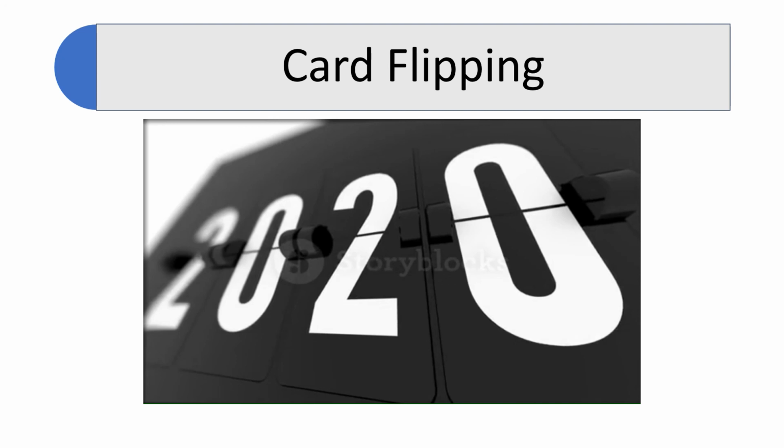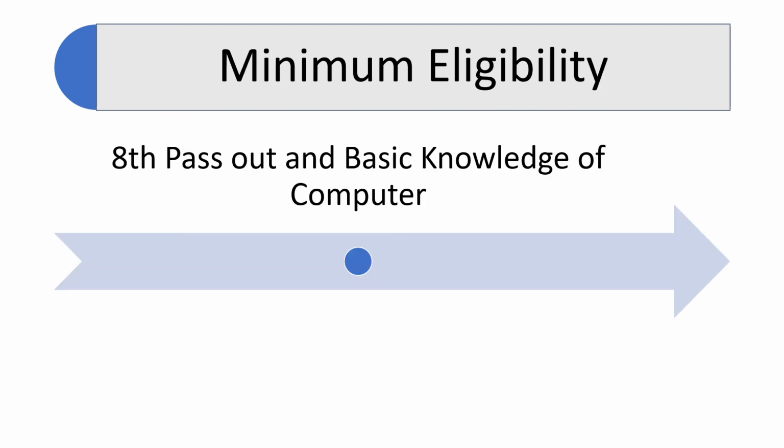Let's talk about its minimum eligibility. The basic minimum eligibility for this course is 8th pass out and basic knowledge of computer. Don't worry if you don't have basic computer knowledge, you can apply for basic computer course first with us, and then you can proceed to 2D and CSS animation course by following the link as given in the description.